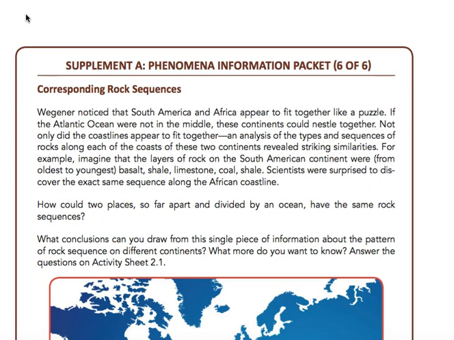And then you're going to explain how this helps you understand the Earth in a distant past. In other words, we're going to take a look at Pangea. How does this support the idea of Pangea and Wegener's idea of continental drift?